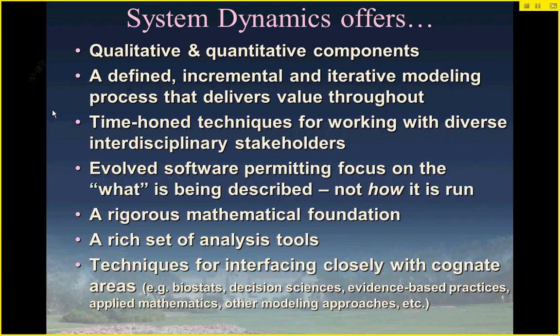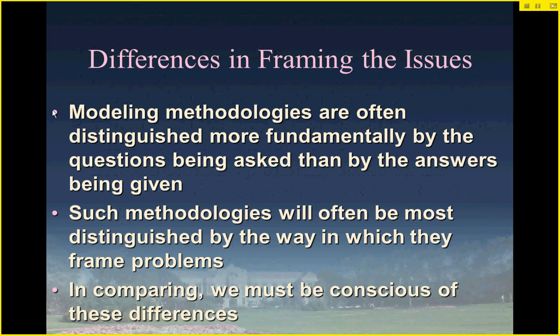Okay, so there's a rich mathematical foundation on top of which this is built, and a set of analysis tools that are very powerful for building quantitative models. And then there's a set of techniques for interfacing with cognate areas, techniques for building in parameter estimates, for example, doing calibration to other sets of data, and it can be readily used with evidence-based practices from other areas like meta-analysis. So for those for whom that's a meaningful statement, there are some very nice examples of system dynamics models that have made use of meta-analysis.